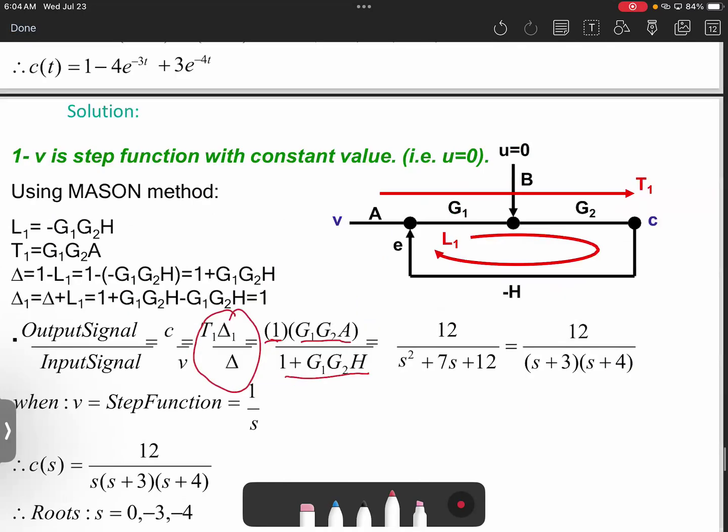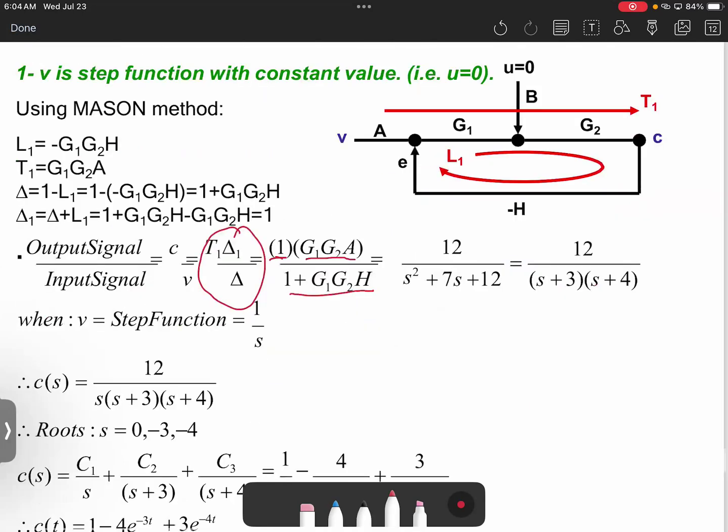Then it will be 12 over S squared plus 7S plus 12, which is 12 over S plus 3, S plus 4. Did you get it? Which is basically the first thing that we did, 12 over S squared plus 7S. Do you know how we find it? Substitute G1, G2, G3 with its own value, okay? So this example is very important for you, okay? So keep this in mind, mark it as a star, this example.